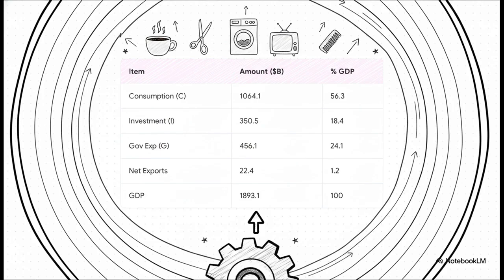If we break down how these components stack up, household consumption completely dominates the whole thing. Actually, scratch that. It doesn't just dominate. At over $1,000 billion, it drives more than 56% of the entire nation's GDP. It's wild to think that every time you buy a coffee or get a haircut, you are personally fueling the single largest engine of the national economy.